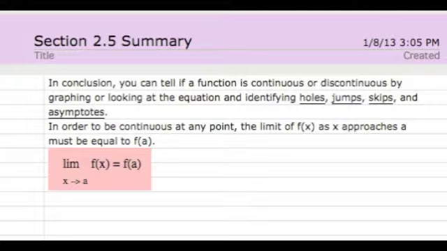In conclusion, you can tell if a function is continuous or discontinuous by graphing or looking at the equation and identifying holes, jumps, skips, and asymptotes. In order to be continuous at any point, the limit of f of x as x approaches a must be equal to f of a.